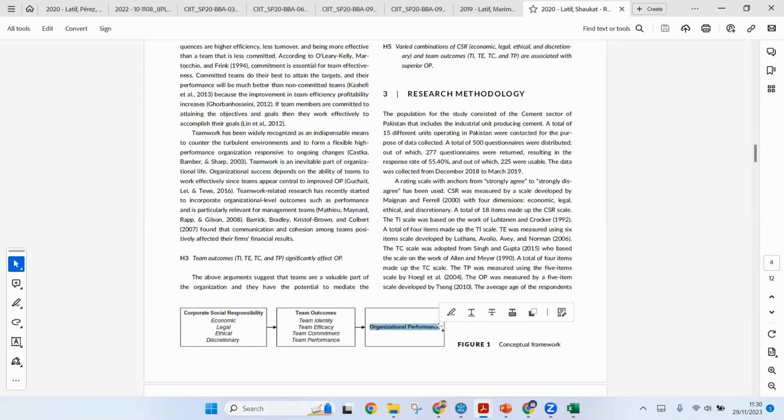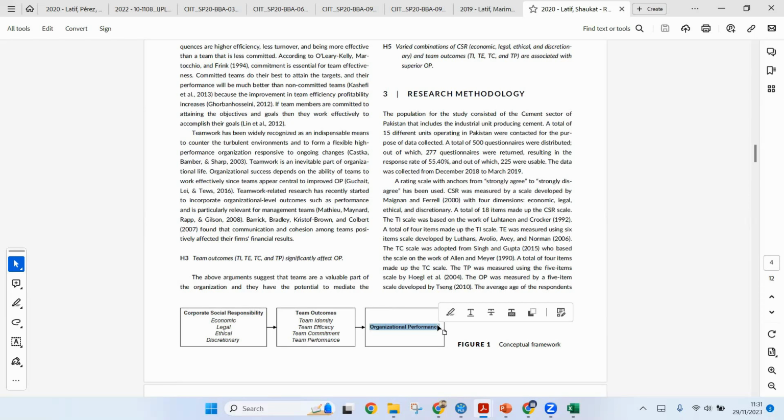So there was no reference that somebody said that team identity or team efficacy, team commitment, team performance are the variables, and nobody has assessed it, and there is a need for future research. So there was no reference, but again, the reference was required to identify the importance of team outcomes as an intervening variable in the relationship between CSR and OP. So a reference in this case was required to highlight the importance of team outcomes. Sometimes the reference is required to mention that somebody has recommended it. There are two ways to do it. Not every time you will need each one of them.